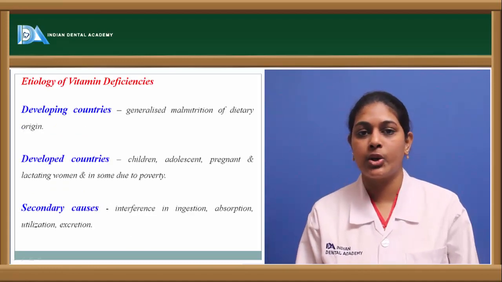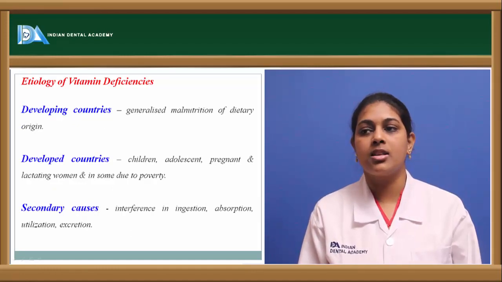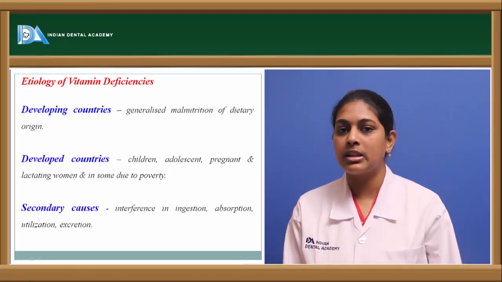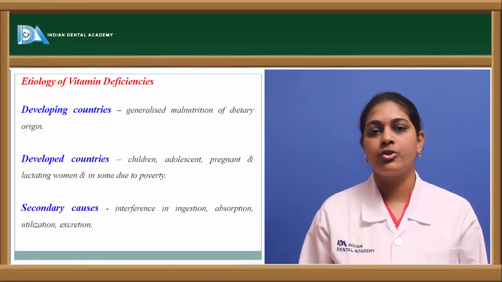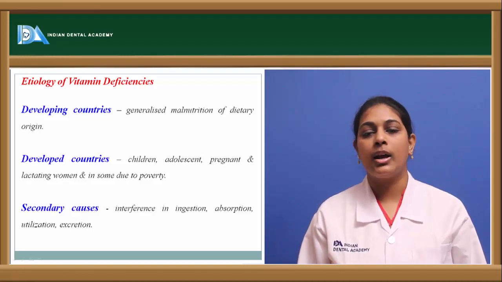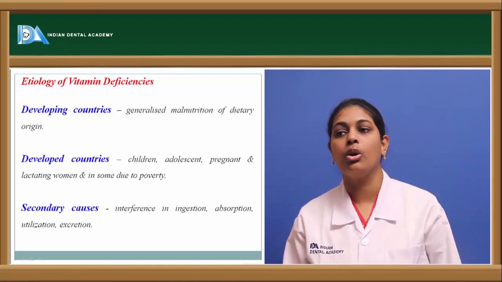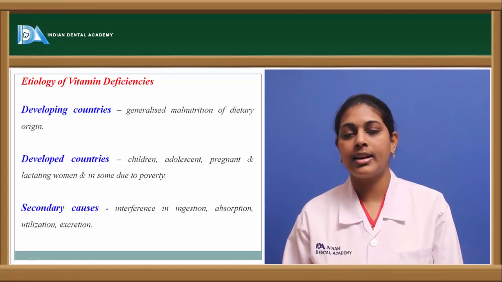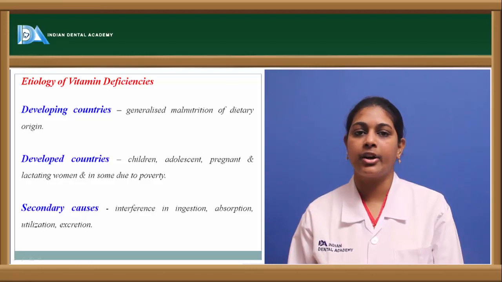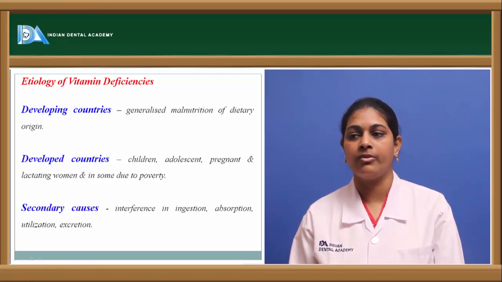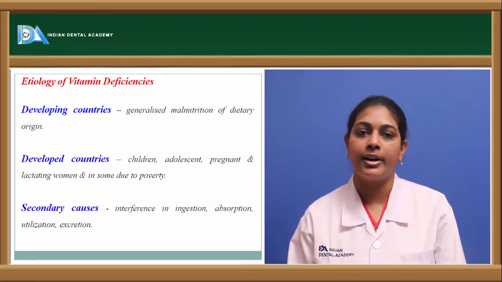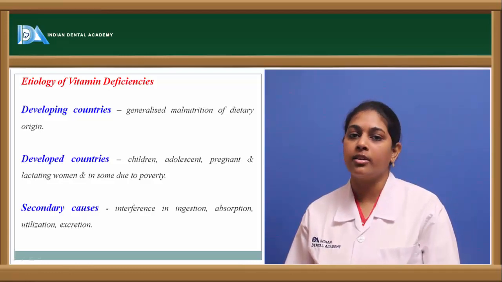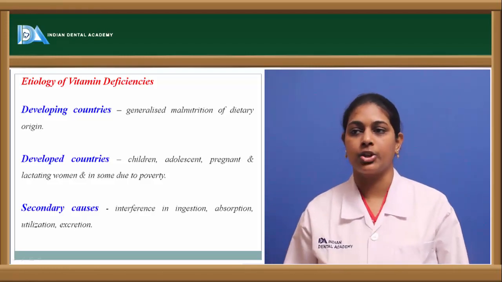Coming to the etiology of why vitamin deficiency occurs, it also depends on regional variances. In developing countries, it is usually seen that there is generalized malnutrition of dietary origin, whereas in developed countries it is most commonly seen in children, adolescents, pregnancy, lactating women, as well as in some cases of poverty, that is, in conditions like low socioeconomic status, where there is insufficient intake of food because of their status. Next, vitamin deficiency could also be due to secondary causes. That is, it is not directly because of inadequate dietary intake; the diet is appropriately provided, but the vitamins are not being metabolized further in the body. That is, there could be interference in ingestion, absorption, utilization or excretion.